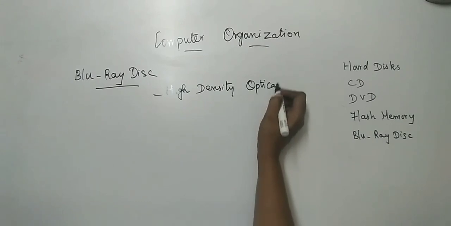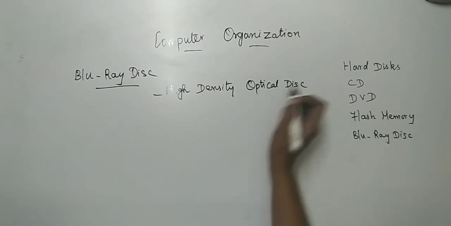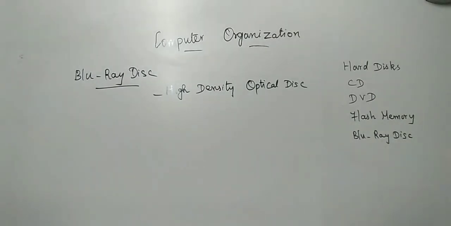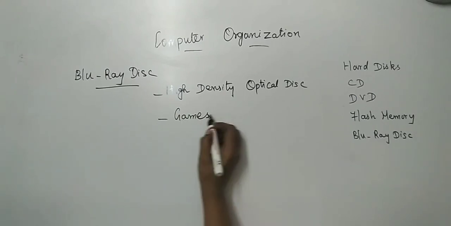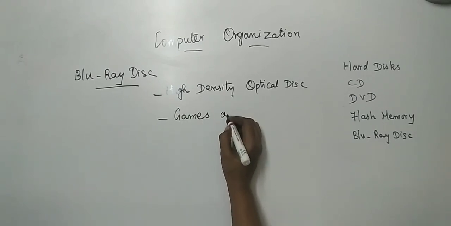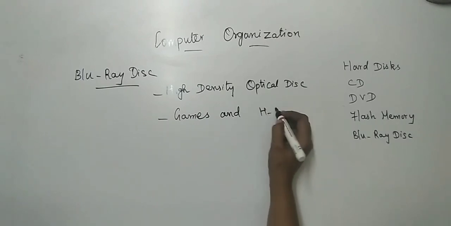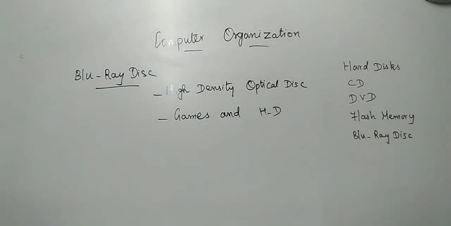It is a high density optical disc, similar to that of a DVD. So it is going to store more, it is going to have more capacity. This is mainly used in the case of PlayStation games and to have high definition movies. So these discs are used for PlayStation games and HD, that is your high definition movies. You are going to have the Blu-ray disc.